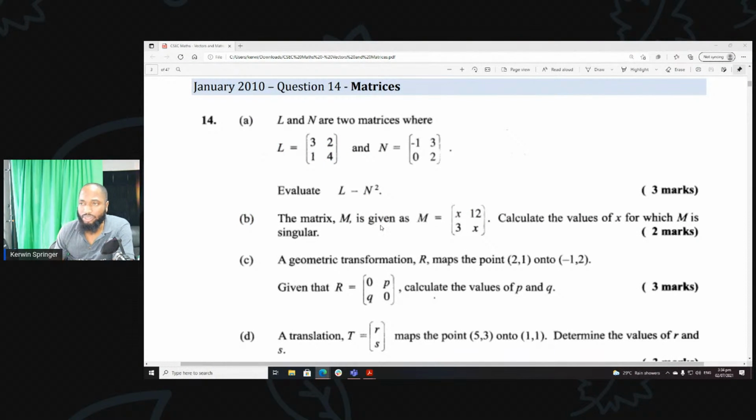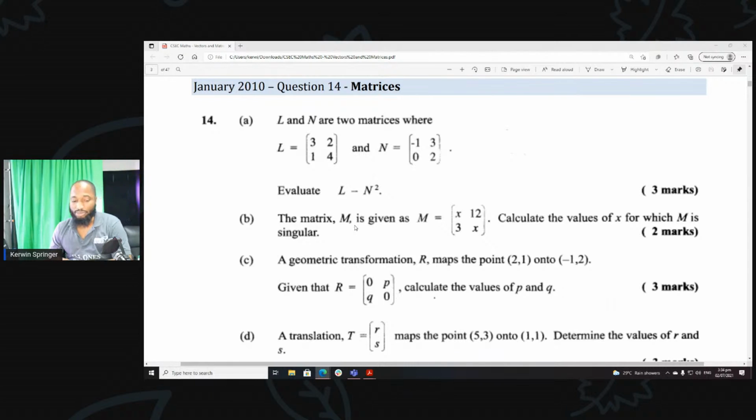The matrix M is given as that, with x's. Calculate the values of x for which M is singular. They used to bring them like this back in the days. Or you could end up with one like this in an exam.